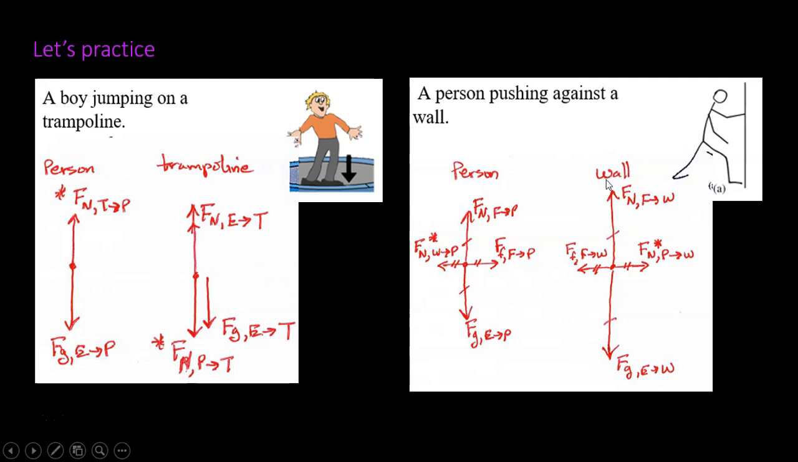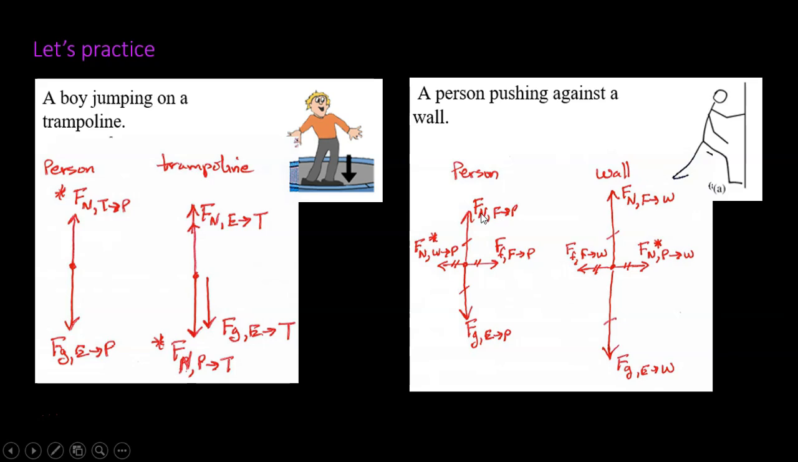Now, if we look at the wall, we have the force of gravity, the earth pulling down on the wall, and we have the normal force, the floor, pushing up on the wall. These forces are balanced. They're in equal and opposite directions. Horizontally, we have the person exerting a normal force or push force to the right on the wall, and we have the floor exerting a friction force to the left on the wall, and that's why the person can't move the wall. Well, let's take a look and see if we can identify some action-reaction force pairs.